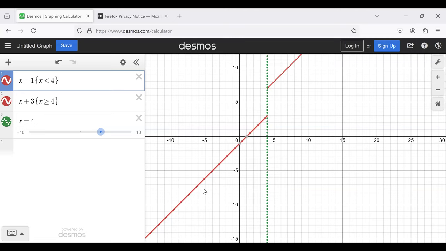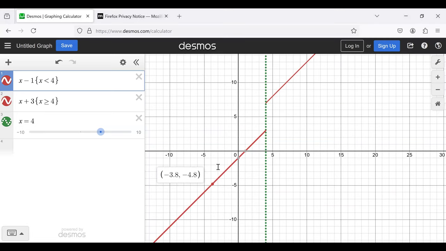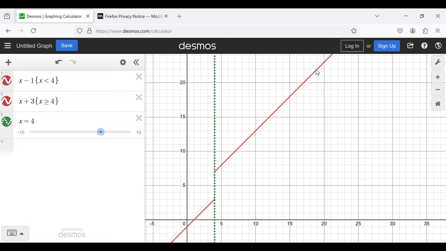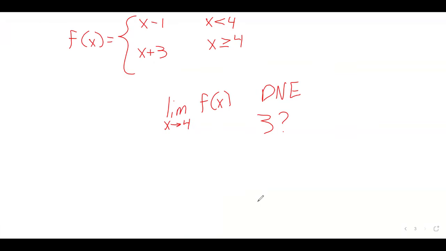When I was getting closer and closer to 4, I was doing it from this direction, and y was getting closer and closer to 3. Let's go up here and get closer and closer to 4 from the other side, and see what happens. Well, y is 21.6. Let's go way down here: 11.16, 8.6, 7.9, 7.17, 7.06, 7. As x is getting closer and closer to 4 here, y is getting closer and closer not to 3.